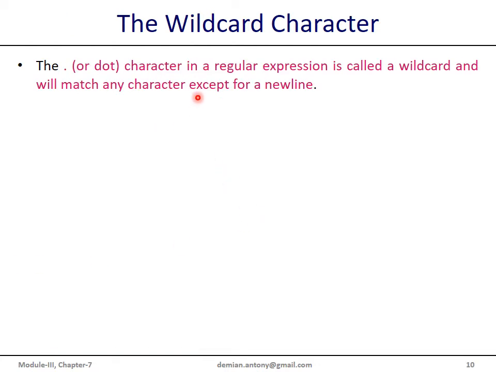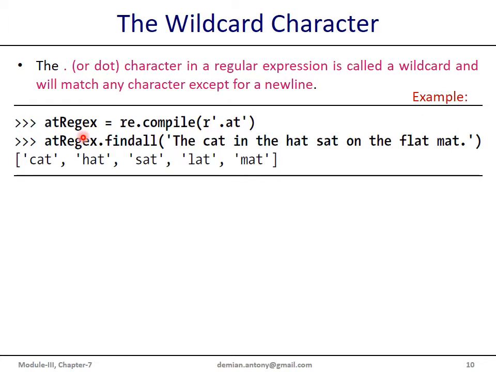The dot character, or period character, in a regular expression is also called a wildcard character, which will match any character except newline. Let us take up the example. Here we are going to match any character. We are using a single dot which matches a single character, any character other than newline. And if we use findall, it will retrieve cat, hat, sat, etc. from this line of text.